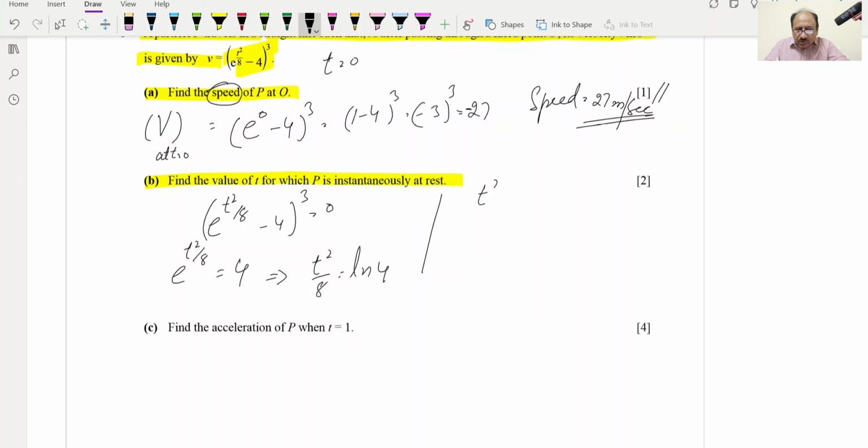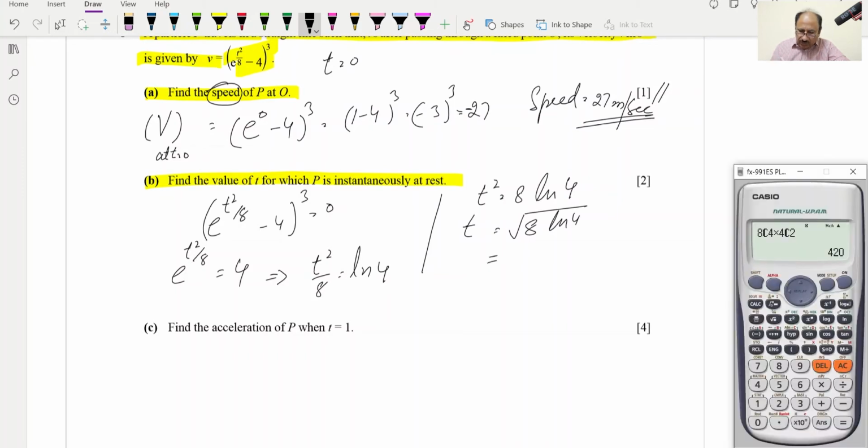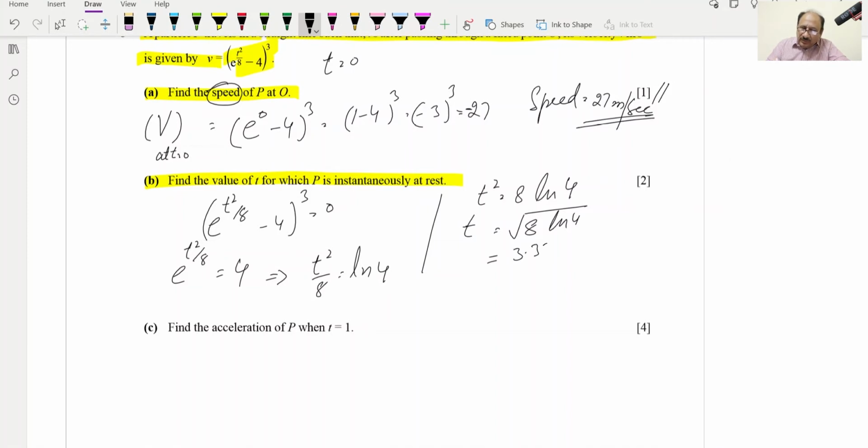So t squared will be equal to 8 log 4, and we can take the square root of this. So t will be equal to the square root of 8 log 4, and t value cannot be negative, so we ignore the negative sign and we write this one. So square root of 8 log of 4, and this will be equal to 3.33 seconds. So this is the value of t which we're supposed to find, and it is a 2 marks part.